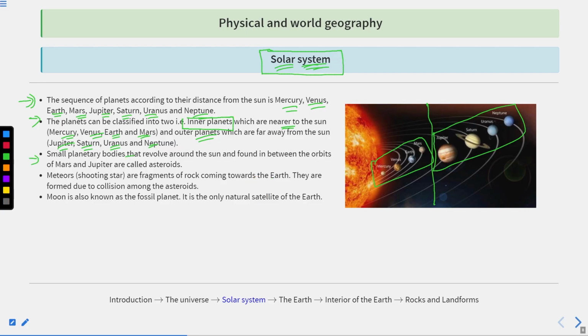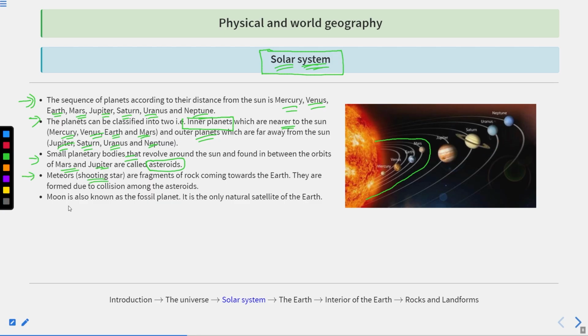These small planetary bodies revolve around the Sun and are found in the orbits of Mars and Jupiter. These are called asteroids. It means they seem like planets, but they are not planets because of their size. And these are generally found between the orbits of Mars and Jupiter. It means in this line.